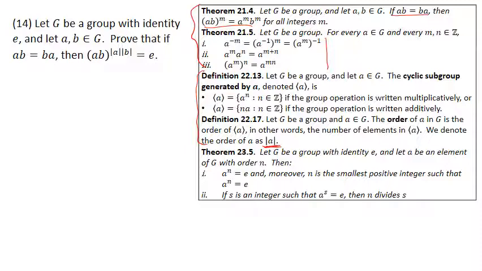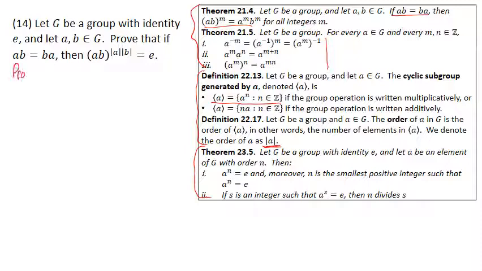So in other words, if you take all of the powers of A and you put them in a set and you just count how many there are, that is the order of A. So it's the number of different powers of A that exist. That's for multiplicative notation, of course. And then theorem 23.5 down here, this is the most helpful one for solving this particular problem. So okay, let's get into this then.